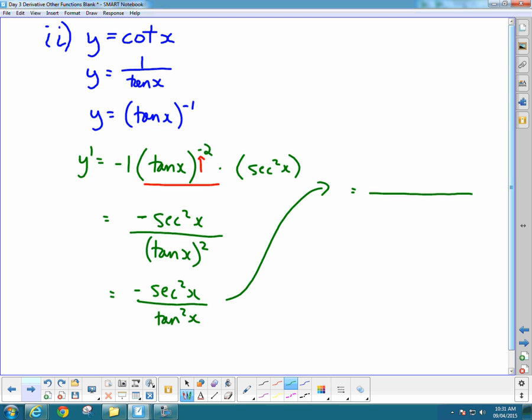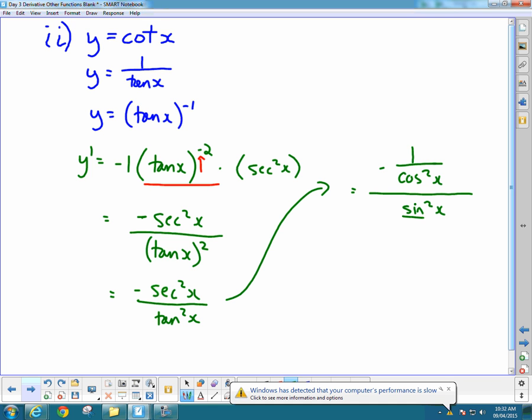So the top is secant. Secant is the reciprocal of cosine. So this is negative secant squared. So instead, I'm going to make it negative 1 over cosine squared. And the bottom is tan squared x, and we already remember this morning that tan is sine over cos. So tan squared is sine squared over cos squared. So what I'm doing is using trig identities to try and make this question look a little easier.